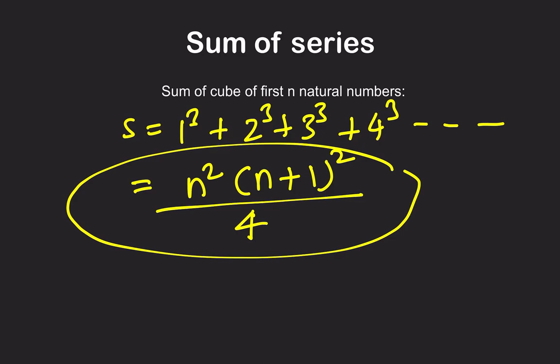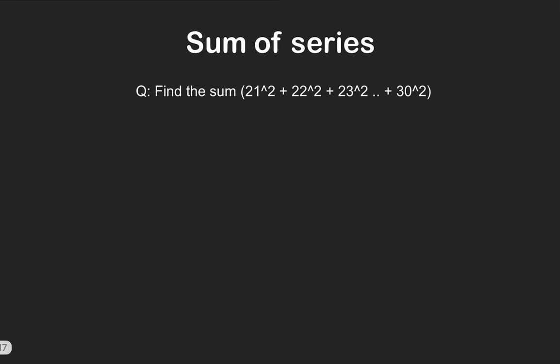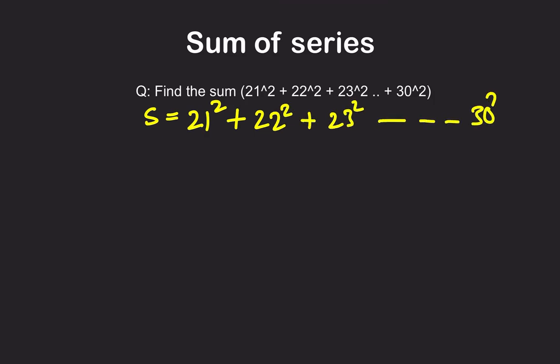The first one is already covered, arithmetic progression. I'm not going to do a formula question on that again. Let's see the second formula, the square of the numbers. In this question, they are asking for the answer for 21 square plus 22 square plus 23 square up to 30 square.